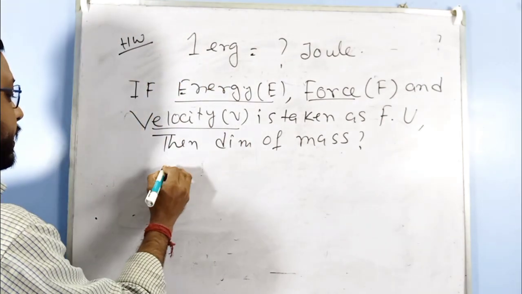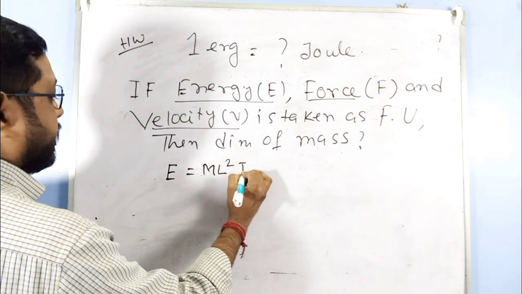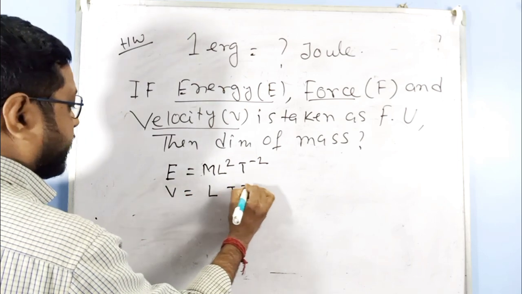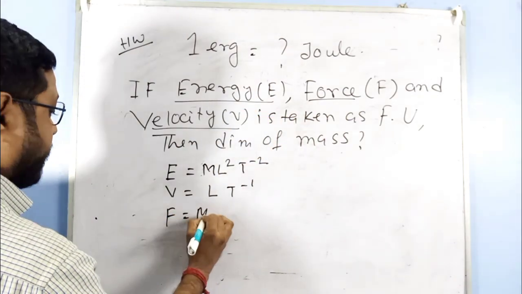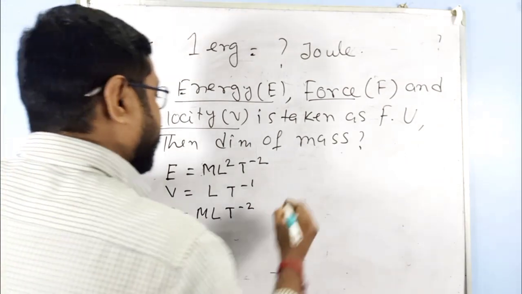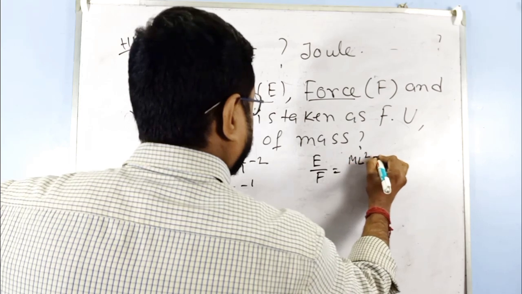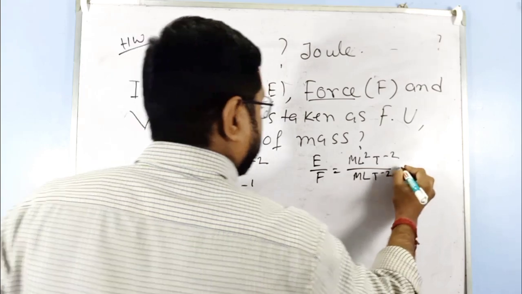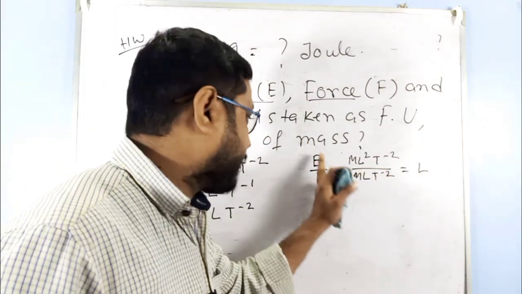We know that the dimension of E is ML²T⁻², the dimension of velocity is LT⁻¹, and the dimension of force is MLT⁻². If we divide E by F, we get ML²T⁻² by MLT⁻², so we get the dimension of L. So the dimension of L is given by E by F.